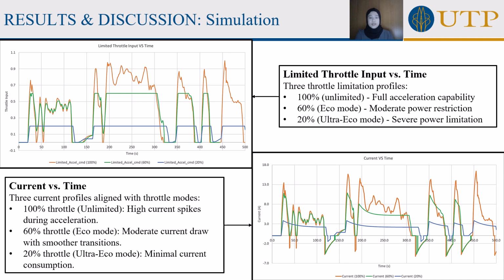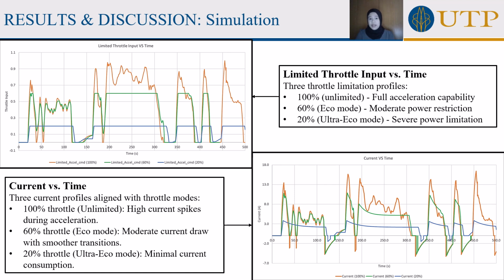Next would be the results and discussion section, where we'll be looking at the simulation results first. So the top left graph compares how our dynamic limiter restricts the throttle input in different modes. As you can see here, Ultra Eco in blue drastically reduces acceleration potential, while Eco in green balances the range and performance.